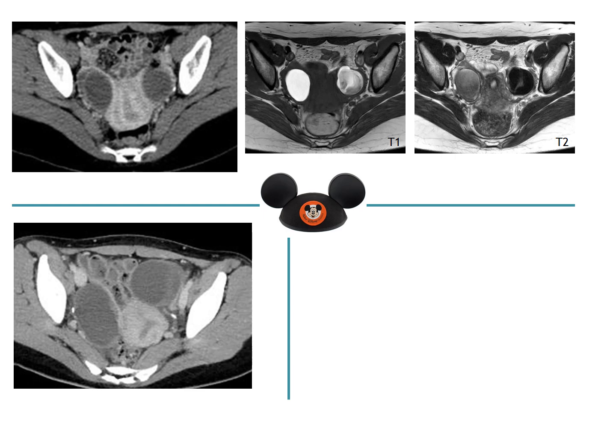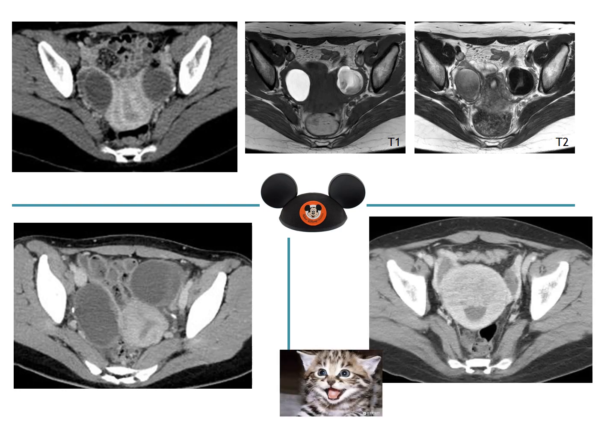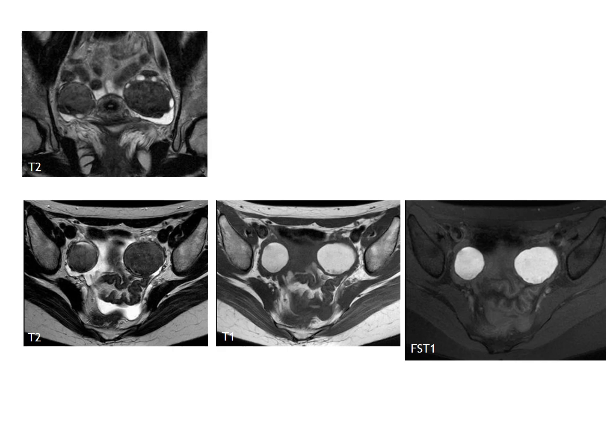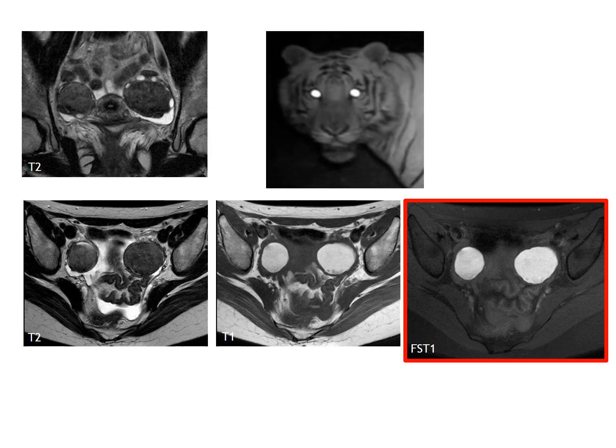These three different cases of endometriosis all show similar appearance of Mickey Mouse and sometimes may mimic face of a cat. Another similar case, but this time to my eye, this fat suppressed T1 weighted image looks like tiger's eyes in the dark.